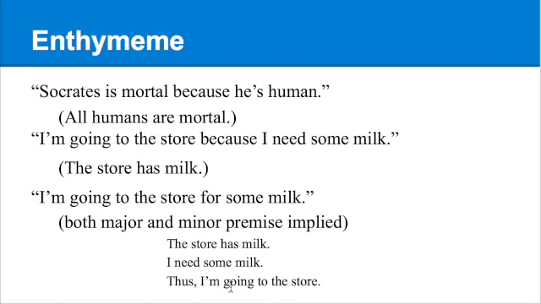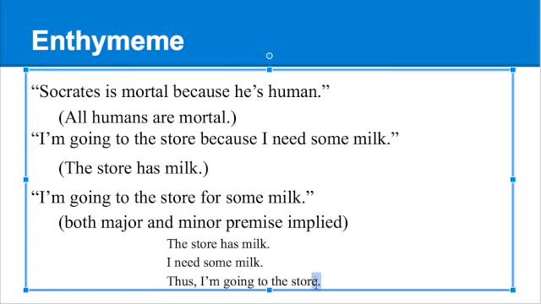Make sense? And if you wanted to spell this out in the formal syllogistic form, it would look like this. The store has milk. I need some milk. So I'm going to the store, right? I didn't need to say those parts. This, in real life, works perfectly fine, but it does imply a couple of assumptions. And those assumptions are, the store has milk and I need some milk.